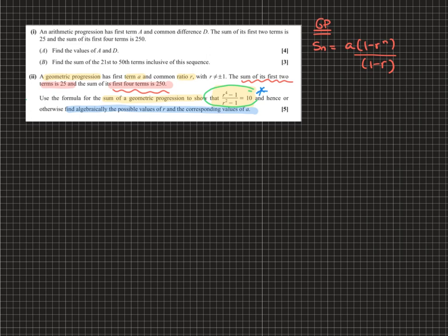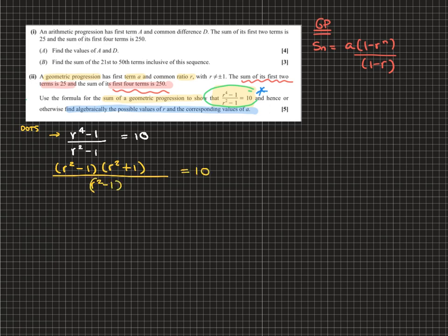Now, the last part of this requires us to find the possible values of r and the corresponding values of a. So there are lots of interesting ways in which you might solve a problem like this. Those of you thinking about this very carefully may realise that r to the 4 minus 1 is a difference of two squares, and it can be factorised as r squared minus 1, r squared plus 1. The denominator remains r squared minus 1, and this is equal to 10.